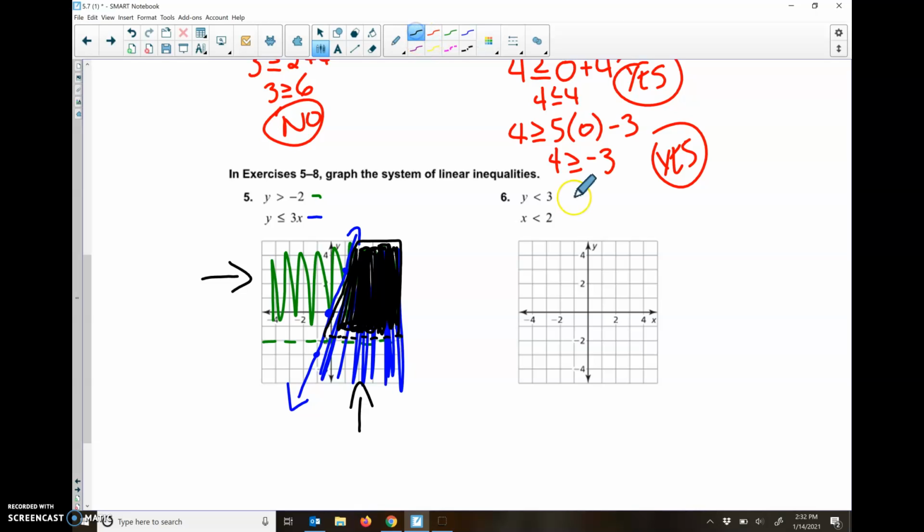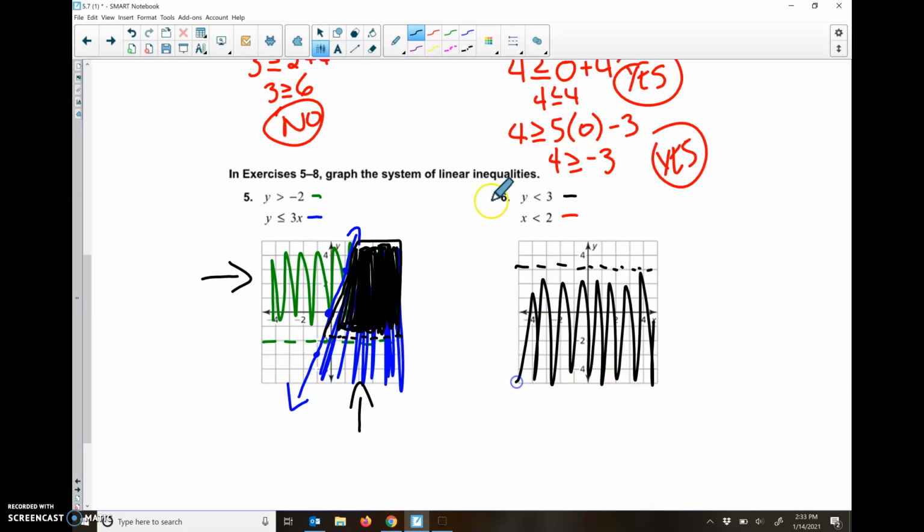Okay, I'll do the same thing. I'll do this one in black, this one in red. So y is less than 3. So dotted line going across at 3, and everything gets shaded down here in black. And then red, x is less than 2, so everything that's less than 2, there's 2, and everything gets shaded here in red. So again, we have the whole bottom shaded in black pretty much, the whole left side shaded in red pretty much. I'm looking for that part that has both black and red.